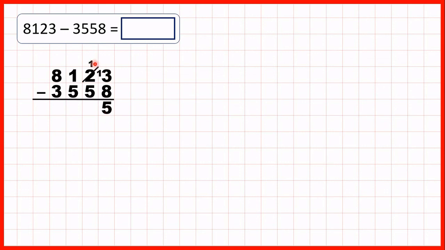On to the next column, we have 1 minus 5, which we can't do. So we go to the left, 1 less, 1 in front, and 11 minus 5 is 6. Now 0 minus 5, again the number on the bottom is larger, so we go to the left, 1 less, 1 in front, and 10 minus 5 is 5. 7 minus 3 is 4, so our answer is 4,565.